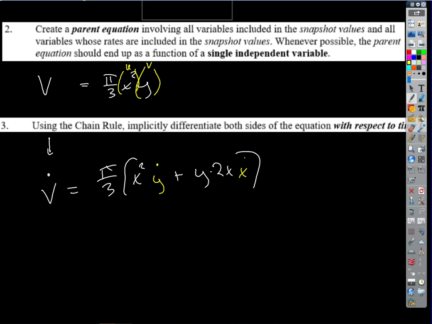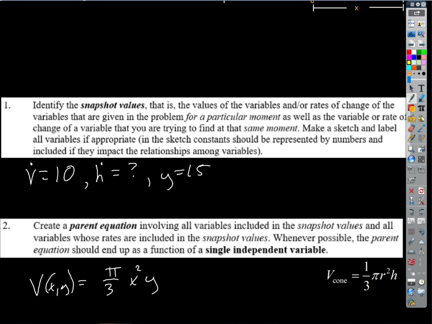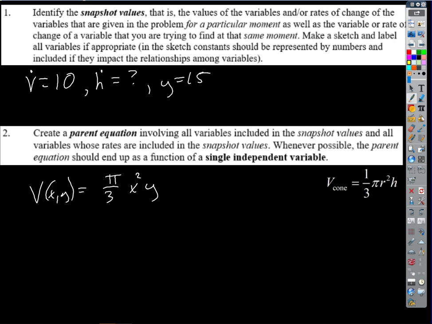If we compare this to our snapshot values from the previous page, we don't have very many, right? All we've got is, I guess I should probably go up and change this to y, based on our picture. All I'm given is y dot and y. I don't have x and x dot. Now, could I go back and find those? Yeah, I probably could go back and fill in more blanks up there, but that's some extra work, right?